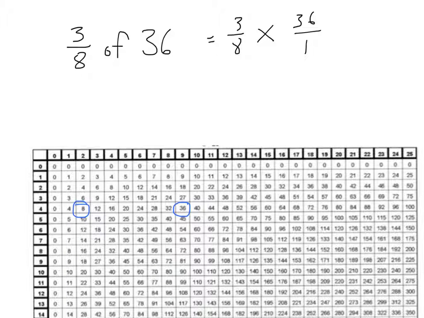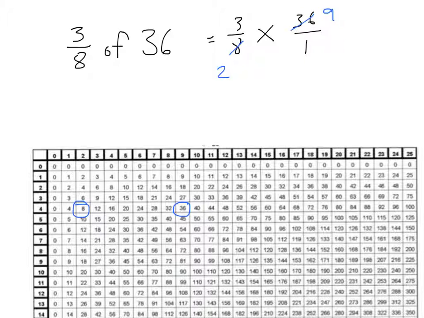Okay, so now we have the denominator and the numerator in the same row, which in this case is the multiples of 4. And because they are in the multiples of 4, we know that the number 4 goes into the denominator and the numerator equally. How? Because 8 divided by 4 is 2. So let's write that. Remember, 8 divided by 4 is 2. That's how we got the 2 there. And 36 divided by 4 is 9. So let's write that.